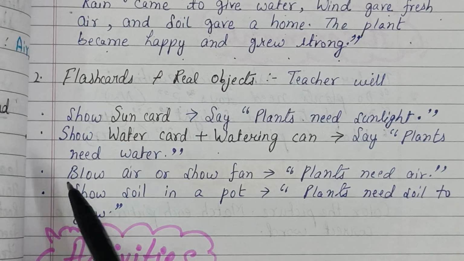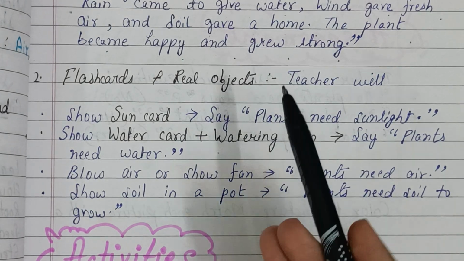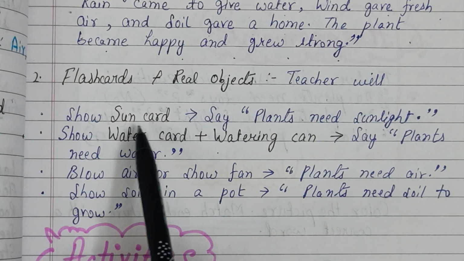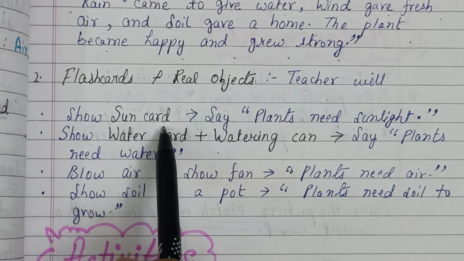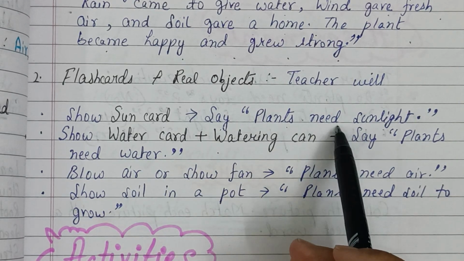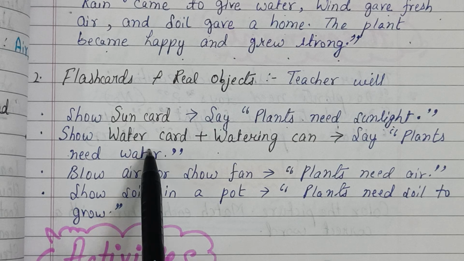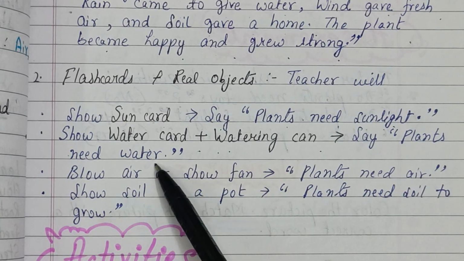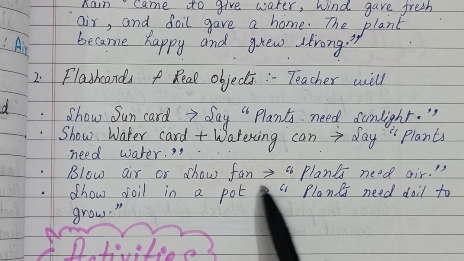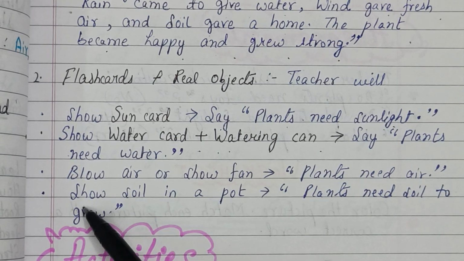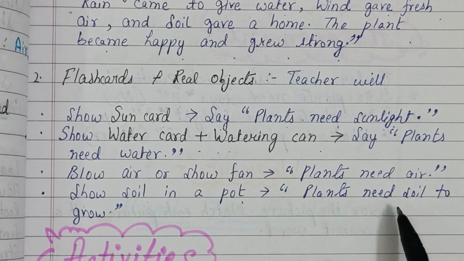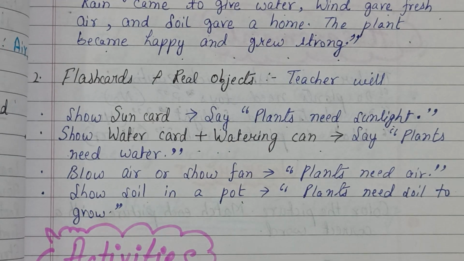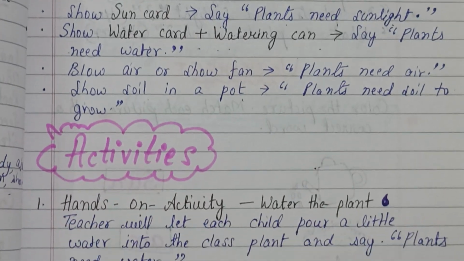Then, showing the flashcards or real objects, teacher will show one by one, like first sun card, say plants need sunlight. Then show water card plus watering can, say plants need water. Blow air or show fan, plants need air. Show soil in a pot, plants need soil to grow. So after showing the flashcard, you will tell the students what plants need.